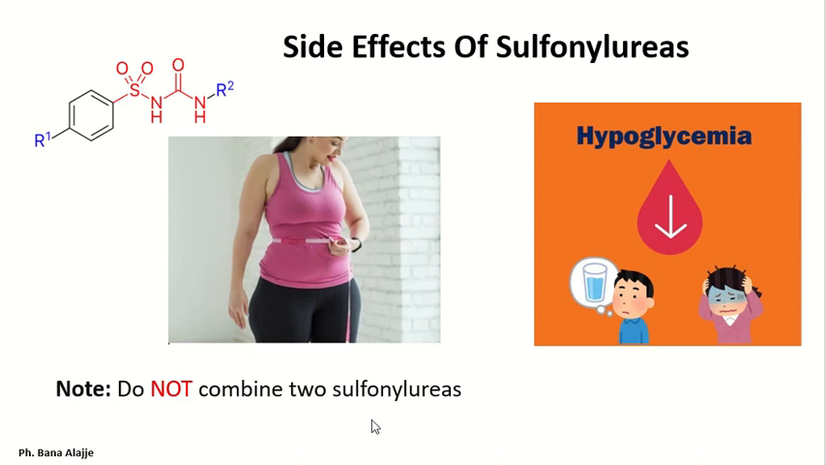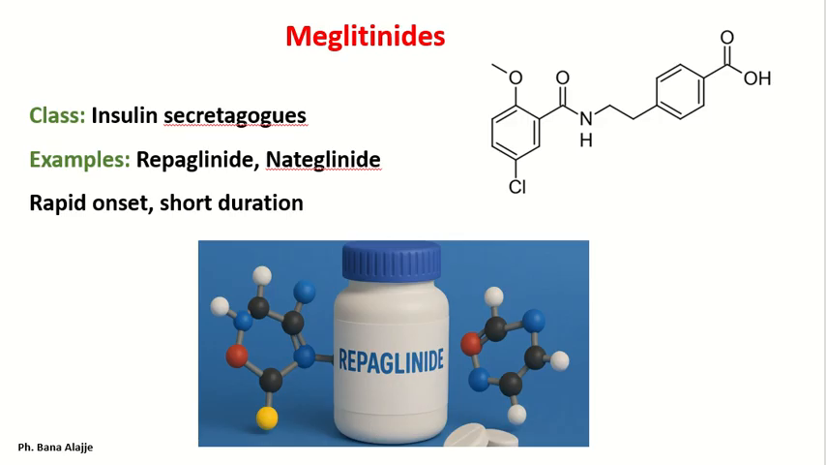Meglitinides are a class of insulin secretagogues. They stimulate insulin release from pancreatic beta cells through the same mechanism we discussed earlier, by closing potassium channels and opening calcium channels. The main drugs in this group are repaglinide and nateglinide. They are characterized by a rapid onset of action and a short duration, which makes them particularly useful for controlling postprandial blood glucose levels. They are usually taken before meals to control post-meal glucose spikes.